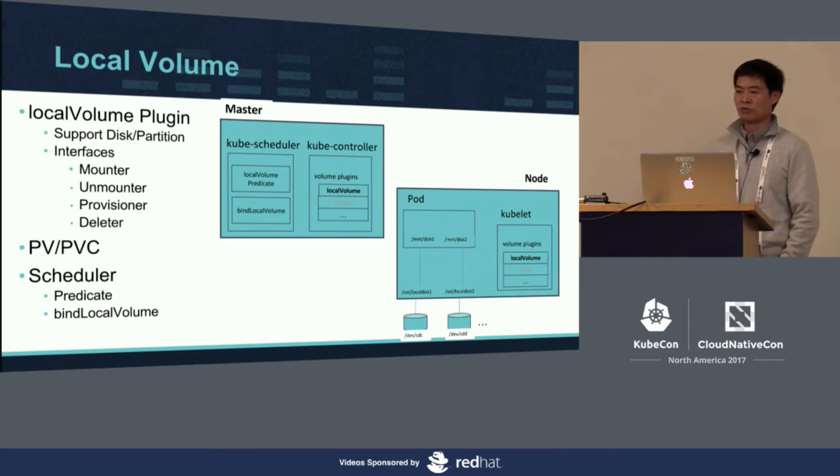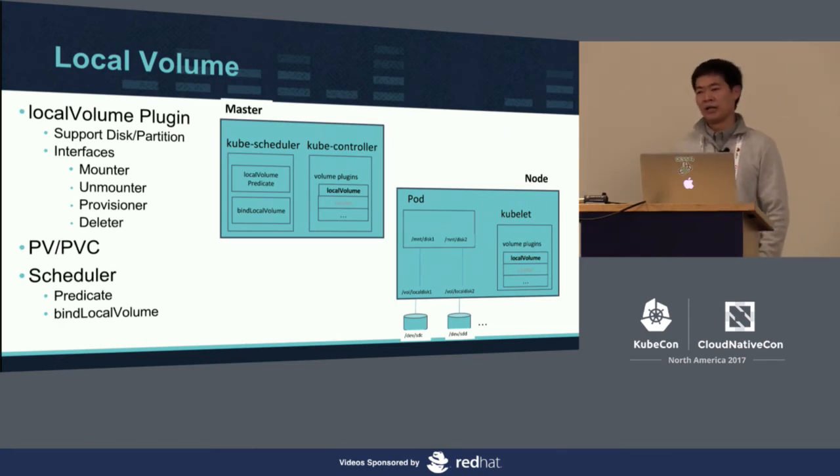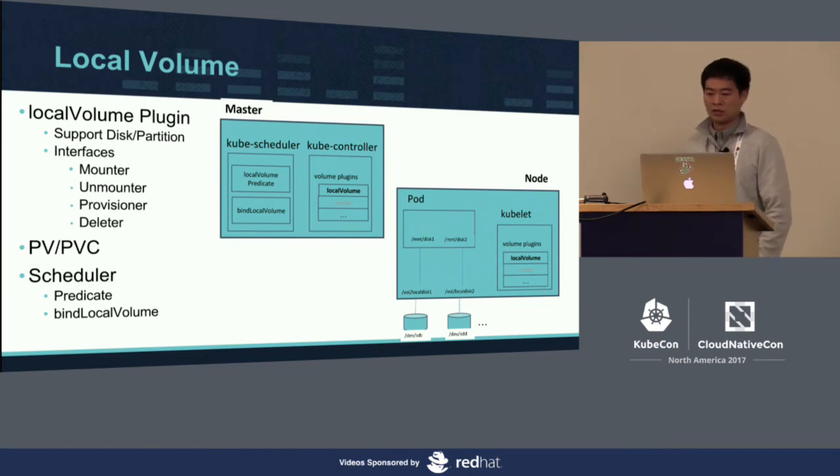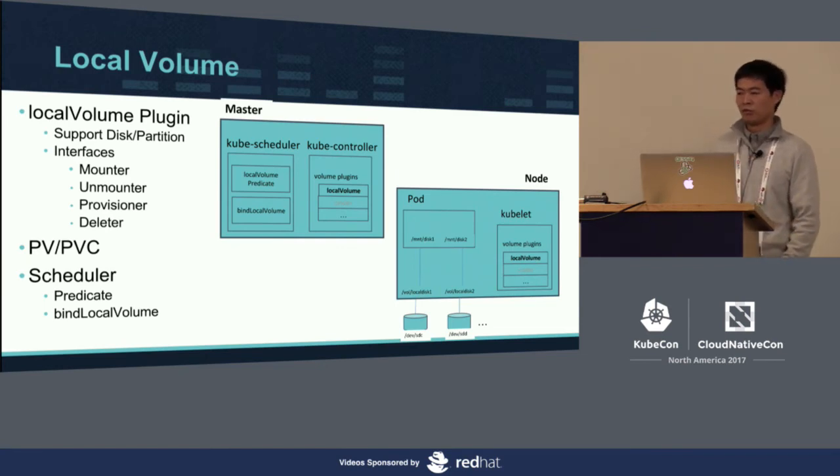We made two changes. First is that we add a local volume predicate function. In this function, we check every node to see if it can fulfill the requirements of the pod's local volume requests. And second, in the Kubernetes scheduler, we do the final PV and PVC binding just after the pod is bound to the node. So all these three changes in Kubernetes allow us to implement a local volume.